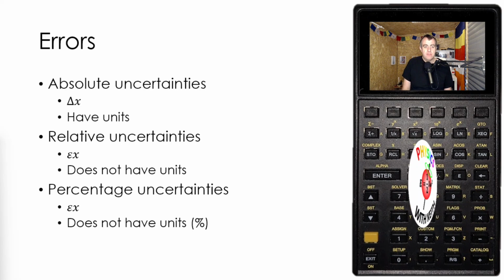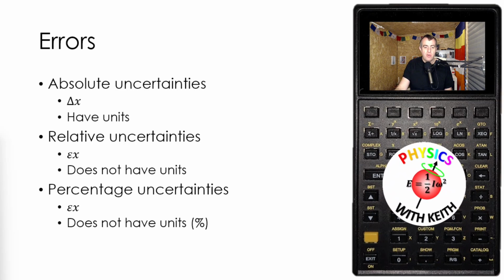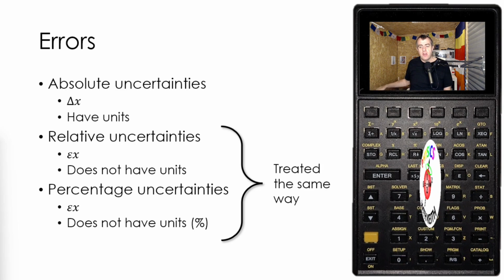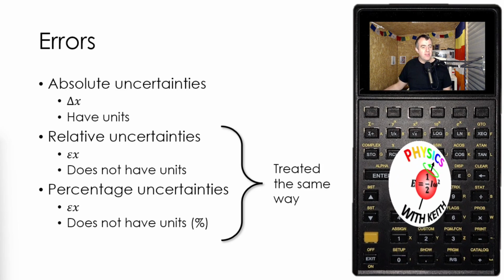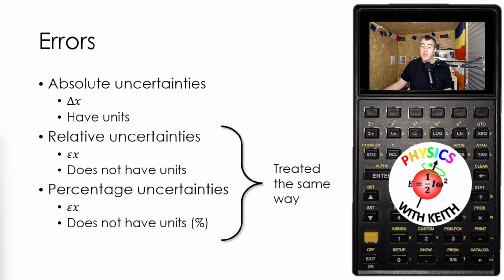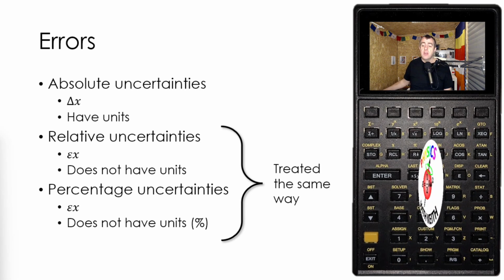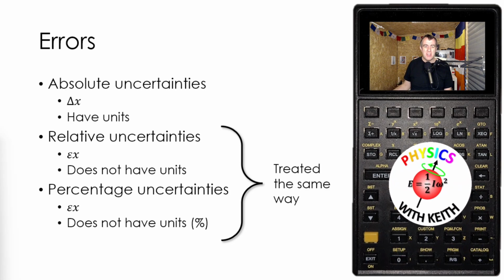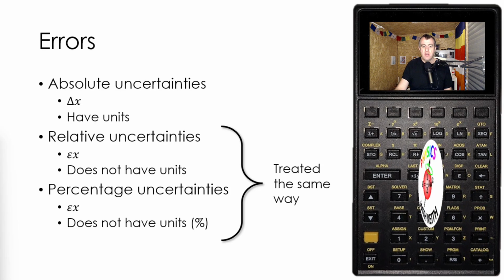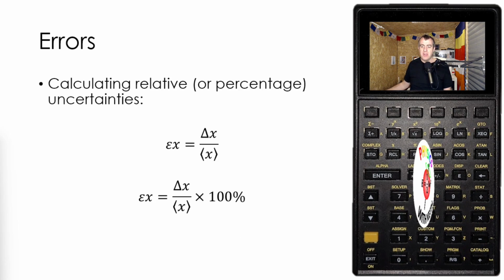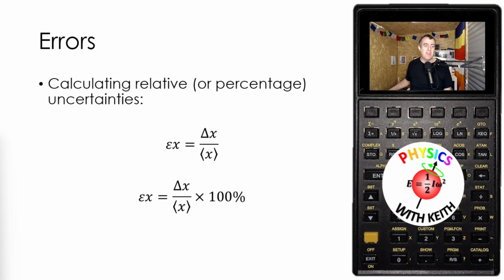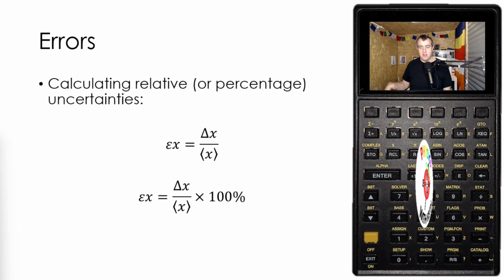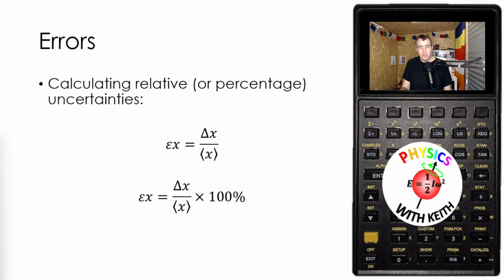So that's how we calculate them. And we can come to that in an example in just a little bit. But the point is, because relative uncertainties and percentage uncertainties don't have units, the percentage sign isn't a unit, we can deal with them in the same way. So they're pretty much interchangeable. If you want to calculate a percentage uncertainty, you just times your relative uncertainty by 100%. Then the percent sign hangs around and gives you your percentage.